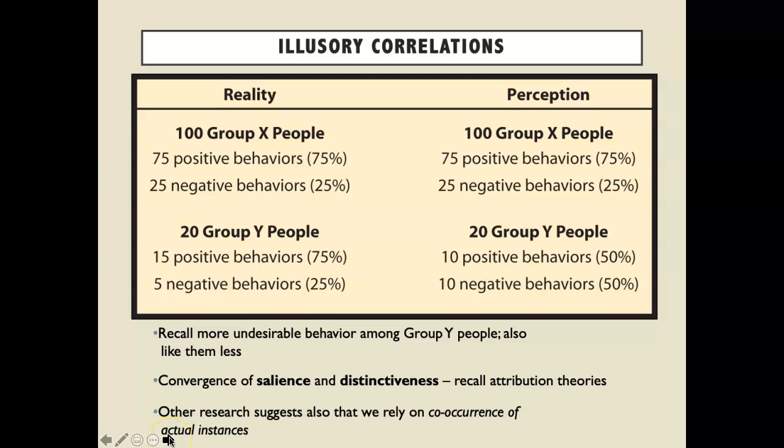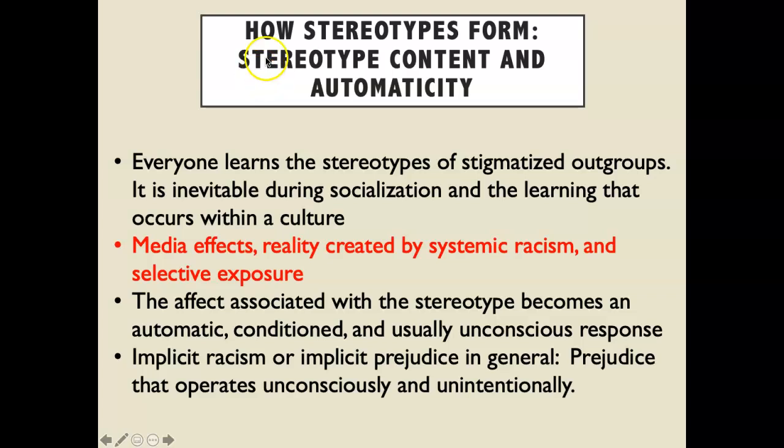All right. So there's other research that suggests, consistent with this, that when actual instances, the co-occurrence of actual instances, if we remember availability, when things stand out, they are going to dominate our perceptions. Okay. All right. So that's one way in which stereotypes can form.